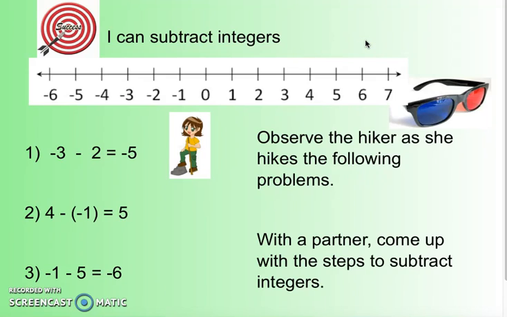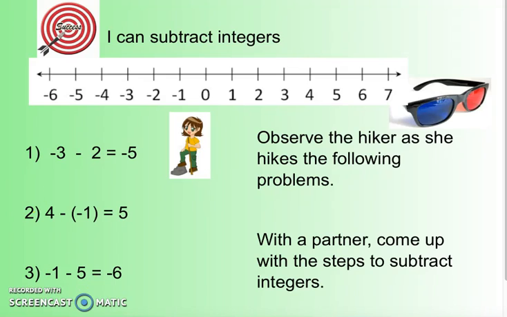Okay, so what do you notice? How did the hiker go from -3, subtract 2, and get -5? How did she start at +4, subtract a -1, and get to a +5? Or start at -1, subtract 5, and get a -6? How is she making this happen?